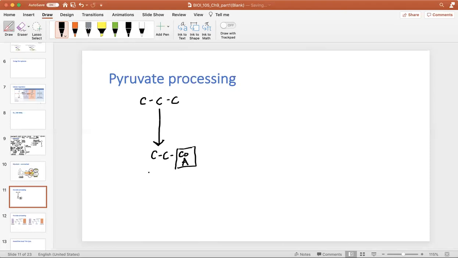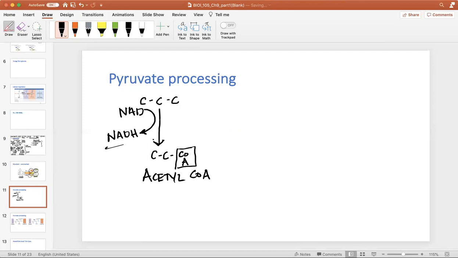So this molecule is called acetyl CoA. Now what happens during this process is, again, we're going to take an NAD molecule as part of this enzymatic reaction to get from here to here. We're going to take an NAD molecule and we're going to turn it into NADH. So we've generated another high energy electron carrier.